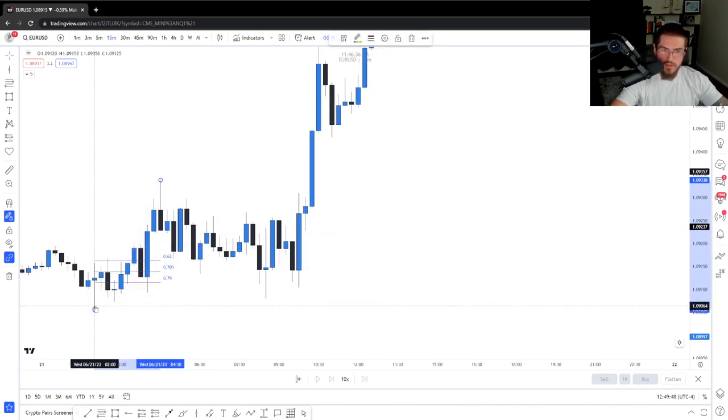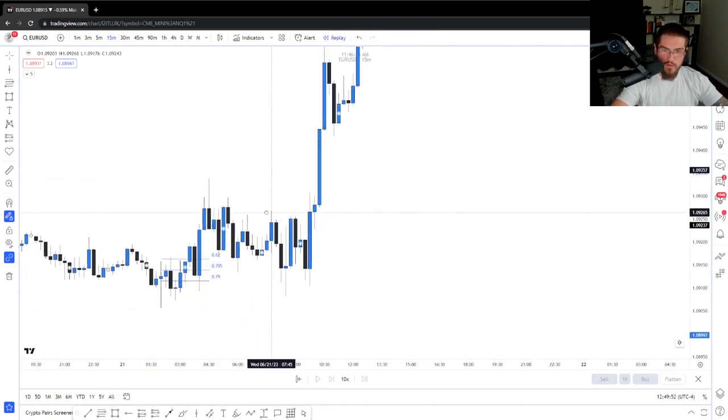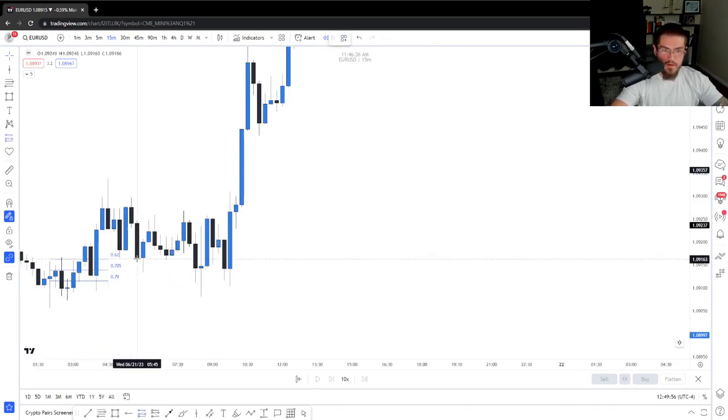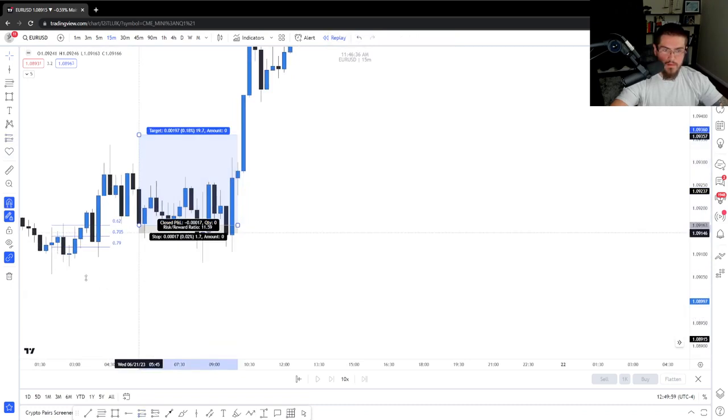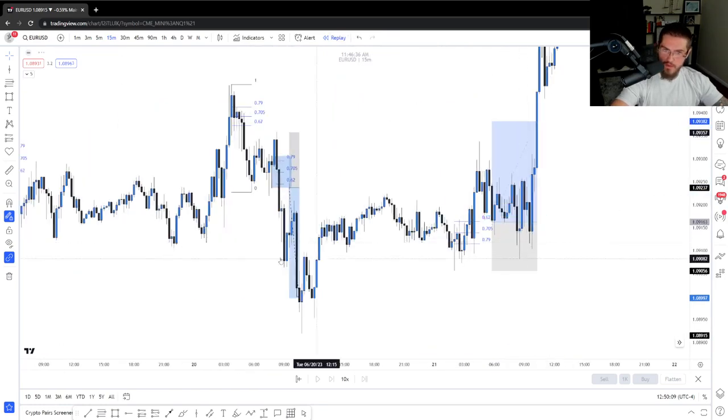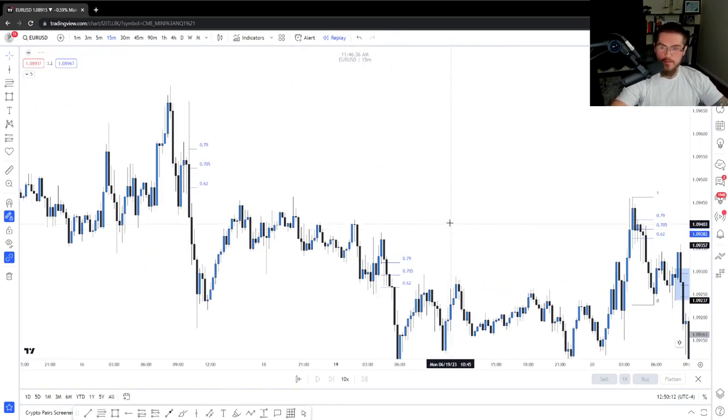Let's just say you mark the London expansion, or the little London range it formed. Market still comes down to an OTE right here, and you would have got tagged in right there. Stop loss on the low, and you would have still been able to get a trade. Now, I'm not saying you should do this, but it's pretty crazy how well this works, man. Let's go back over here.